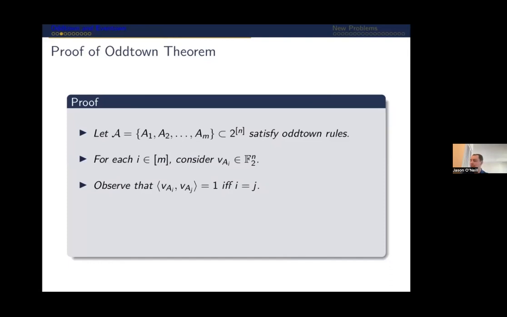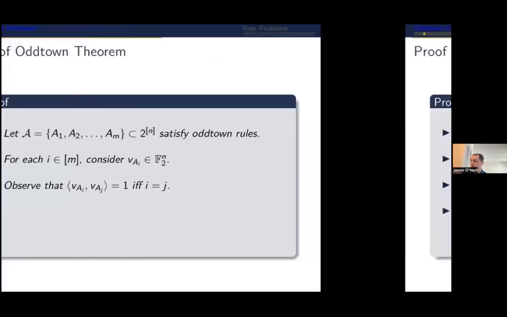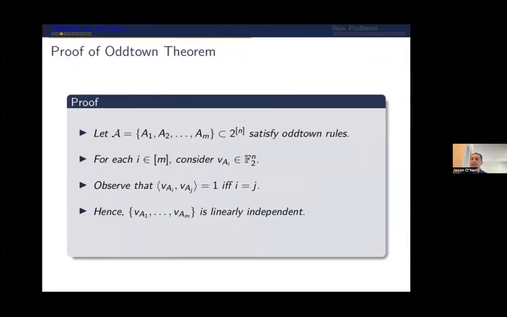This allows us to state a diagonal condition, where the inner products are only 1 on the diagonal, or when the indices agree. Then, using either Gram matrices or just the definition of linear independence, you can show that these m vectors are linearly independent.